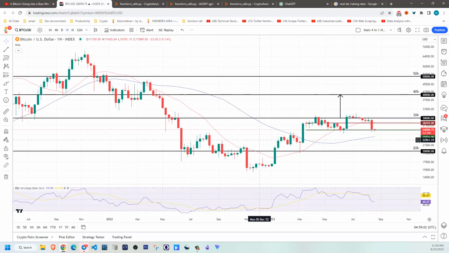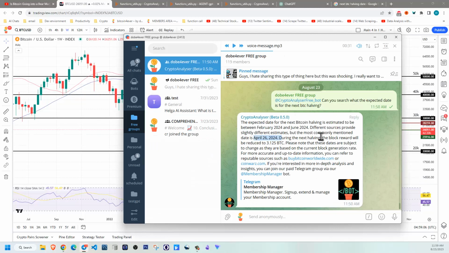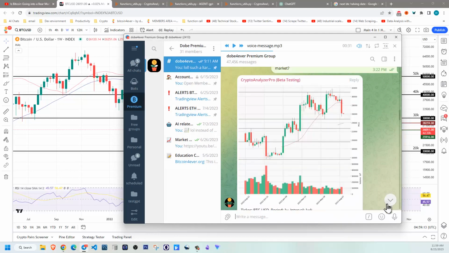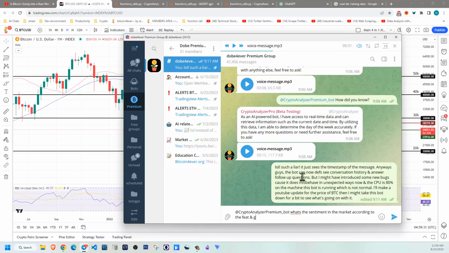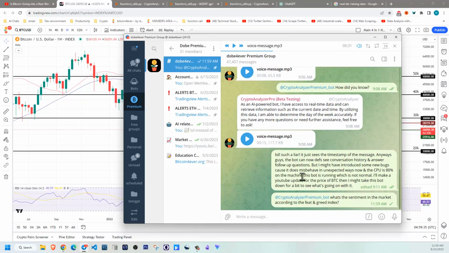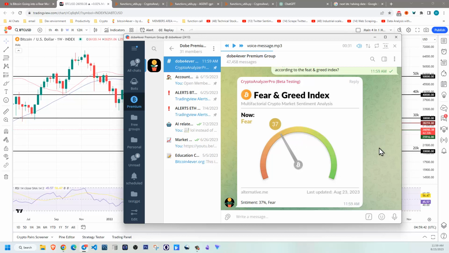And talking about fear, what's the fear in the market? Let's see. I'm not sure the free bot can access that. Let's just ask the premium bot. All right. So the fear and greed index right now is at 37, which is fear, not extreme fear. So not extreme fear, but 37%.